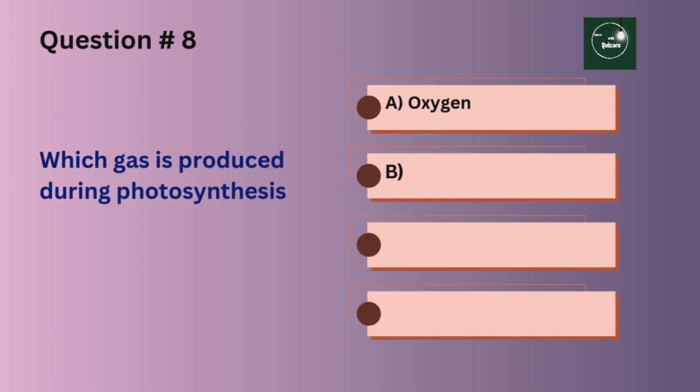Question number 8. Which gas is produced during photosynthesis? A. Oxygen. B. Carbon dioxide. C. Nitrogen. D. Hydrogen.